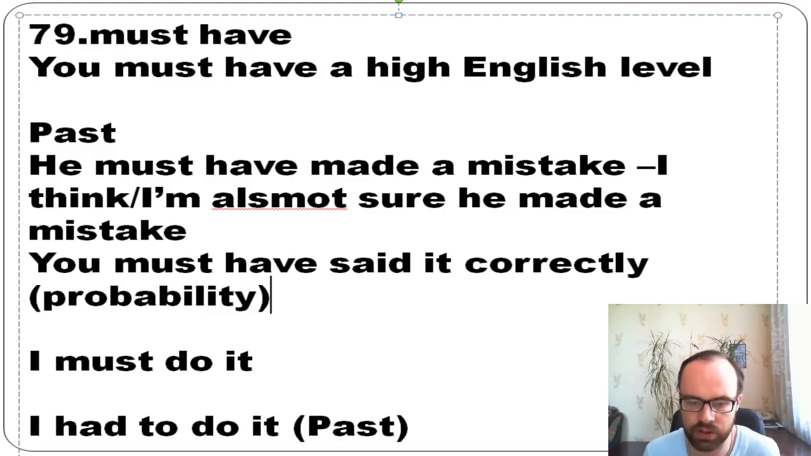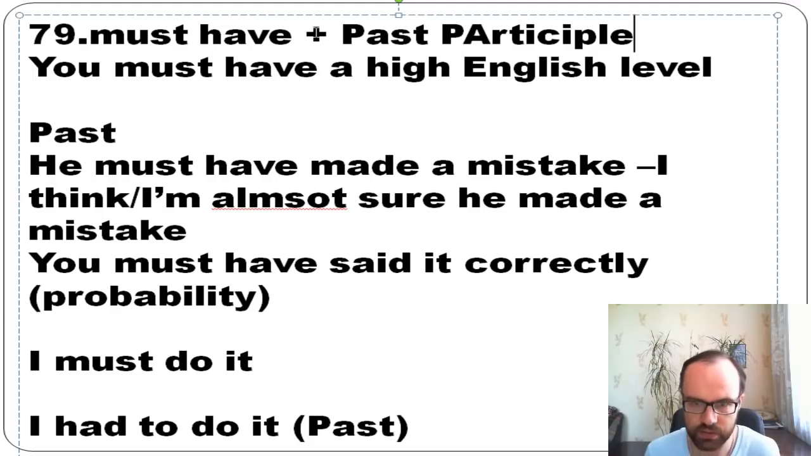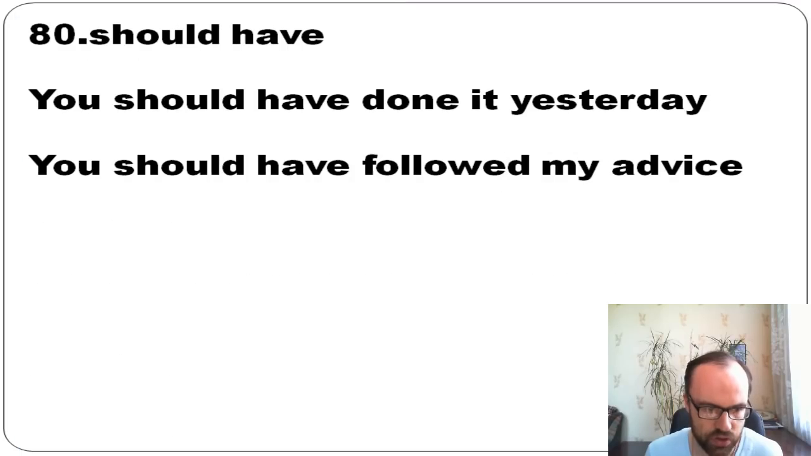It's about probability. And then I must do it and I had to do it. So the past form of must is had to. But if you are talking about probability, you say must have plus past participle. Must have plus past participle. Okay? Next, the same thing, should have. Should have for the past.